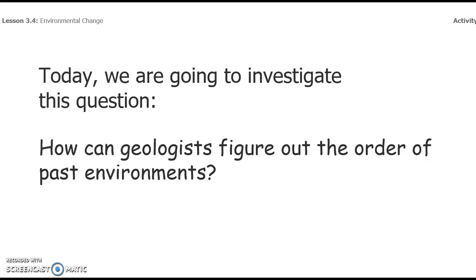So today we're going to be investigating a question: how geologists figure out the order of the past environment. So we were just talking about how we know the order of the rock layers from oldest to youngest, and we're going to now use that information to help us figure out the order of the past environments from the oldest environments all the way to the current environments of that time period.